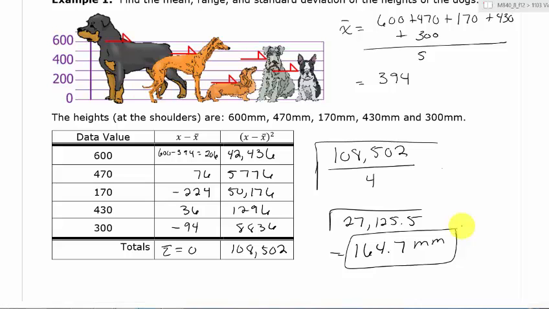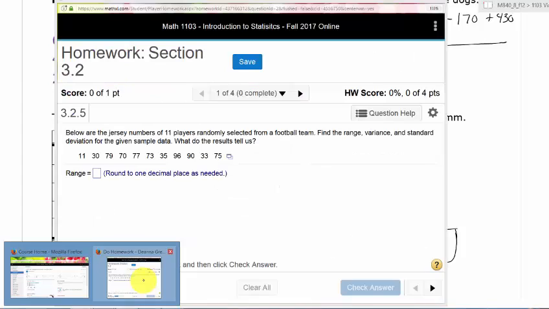Okay, so that is how to calculate one by hand. Again, I will never ask you to do this, and so if you're uncomfortable doing this computation, you don't need to do it by hand. We'll now go into StatCrunch, and I'll show you how to do the same calculation there.